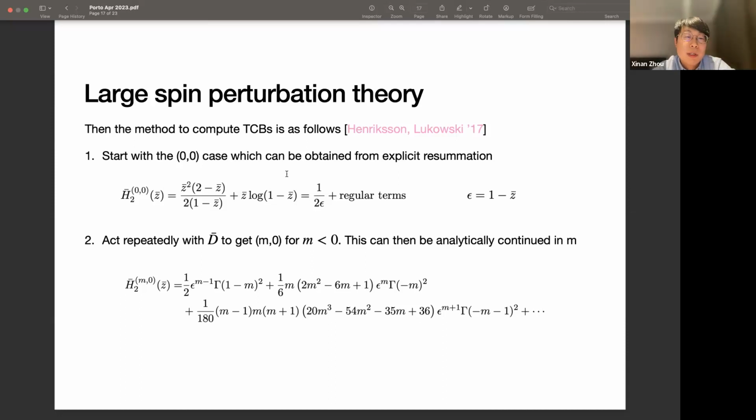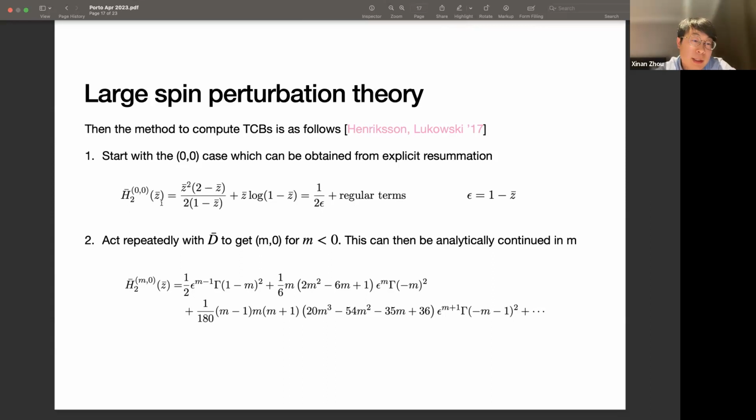So the starting point of our calculation would be the case where both m and I equal 0. So in this case, also if we choose 2, you can actually just explicitly resum the conformal blocks in the limit z bar goes to 1. Also, for convenience, let me define this epsilon, which is 1 over z bar. Then the v goes to 0 limit is also the epsilon goes to 0 limit, and you find that it has the following form.